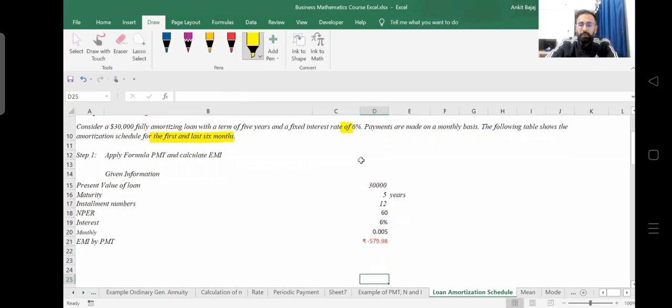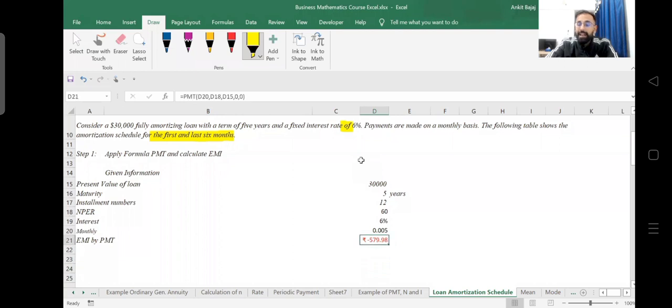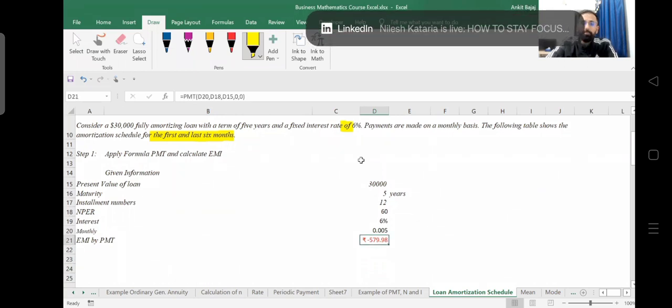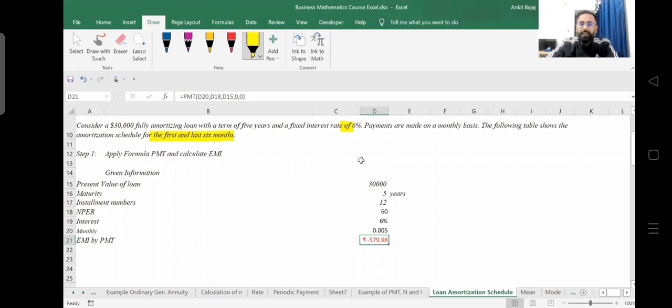So your EMI amount is going to be 579 rupees. Every month, approximately you have to pay 580 rupees, right? For 5 years, you will be paying 580 rupees to the bank. Right, now this is your EMI amount. Now you have to find out the interest amount.